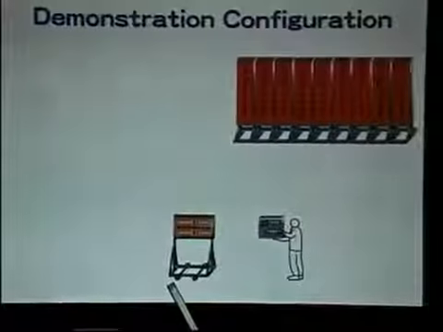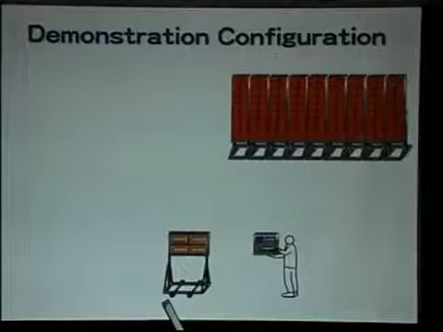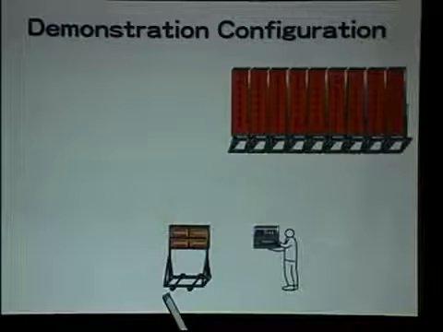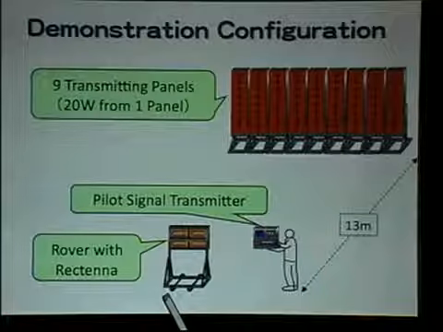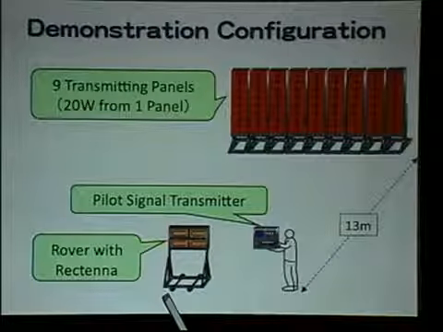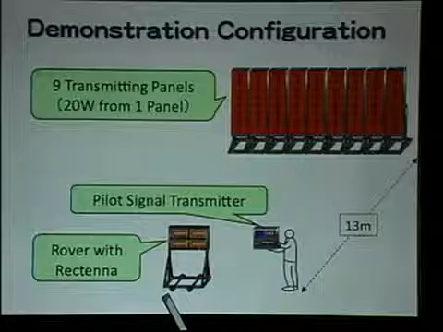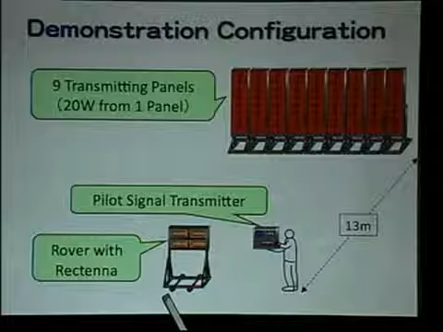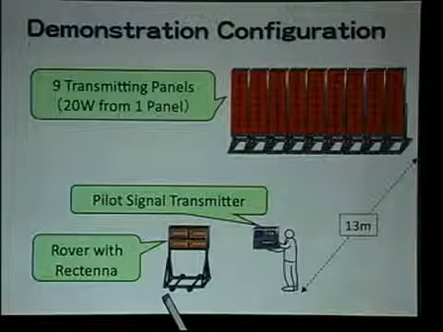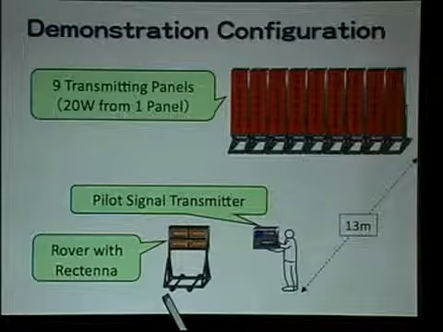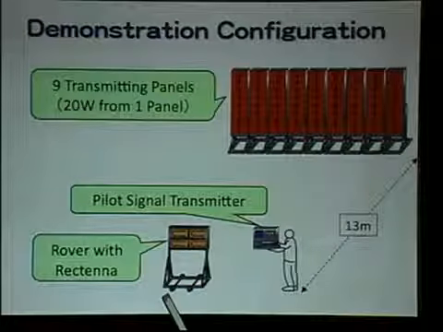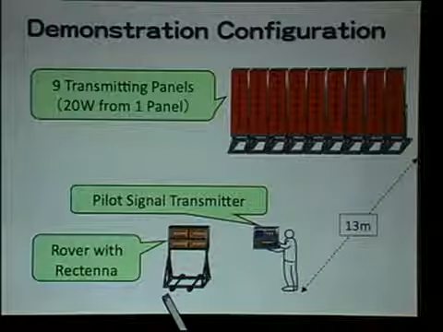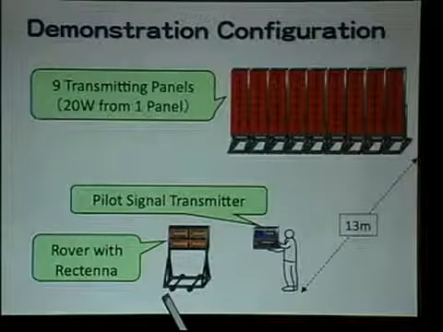I want to explain our demonstration. This is a transmitter for the pulse signal. And this is just a rover with a rectenna. The rectenna connects to a small motor. When the rectenna receives the microwave power, it can drive this small rover by the electric motors.